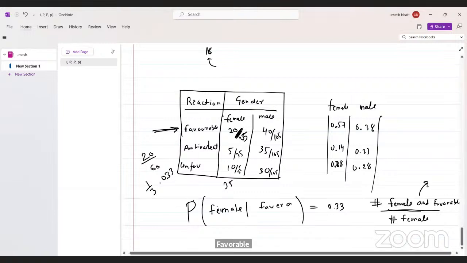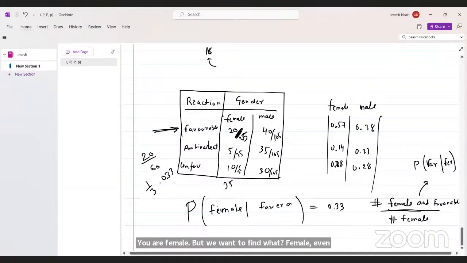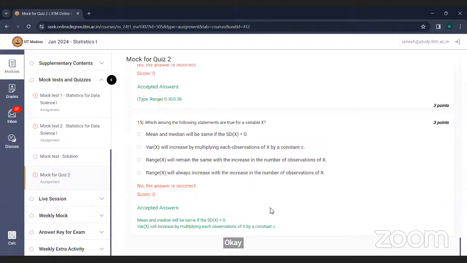So what is this? This is the probability of favorable given female. But we want to find what? Female given favorable. Okay, now you understand? Yeah. Now this is the question. Which among the following statements is true?